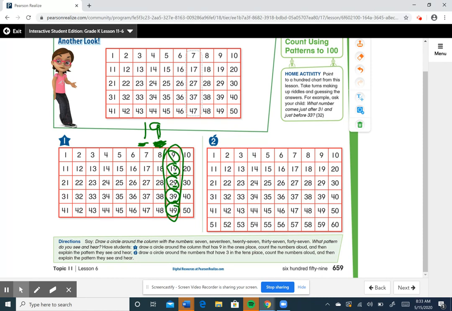Number 2, you're going to draw a circle around the number that have 3 tens places. Oh, sorry, read that wrong. Draw a circle around the number that have 3 in the tens place. Count the numbers out loud and then explain to someone that you're doing this with. So remember the tens place, we'll use 30 because that's got a 3 in the tens place. It's the first number. In a 2-digit number, it's the first number.